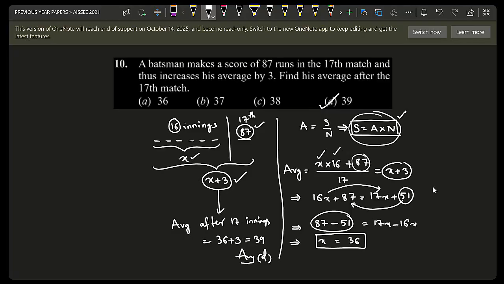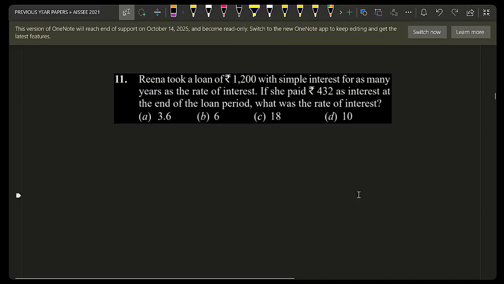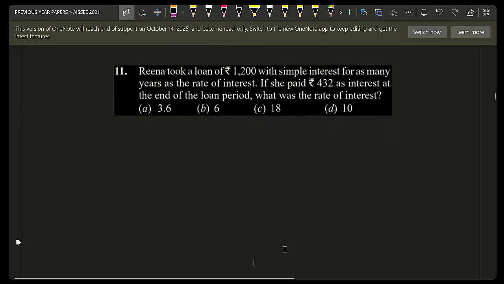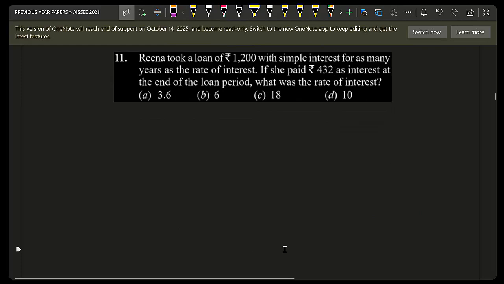Okay. We are going to the next question, the 11th one. Reena took a loan of 1200 rupees with simple interest for as many years as the rate of interest. If she paid 432 rupees as interest at the end of the loan period, what was the rate of interest?